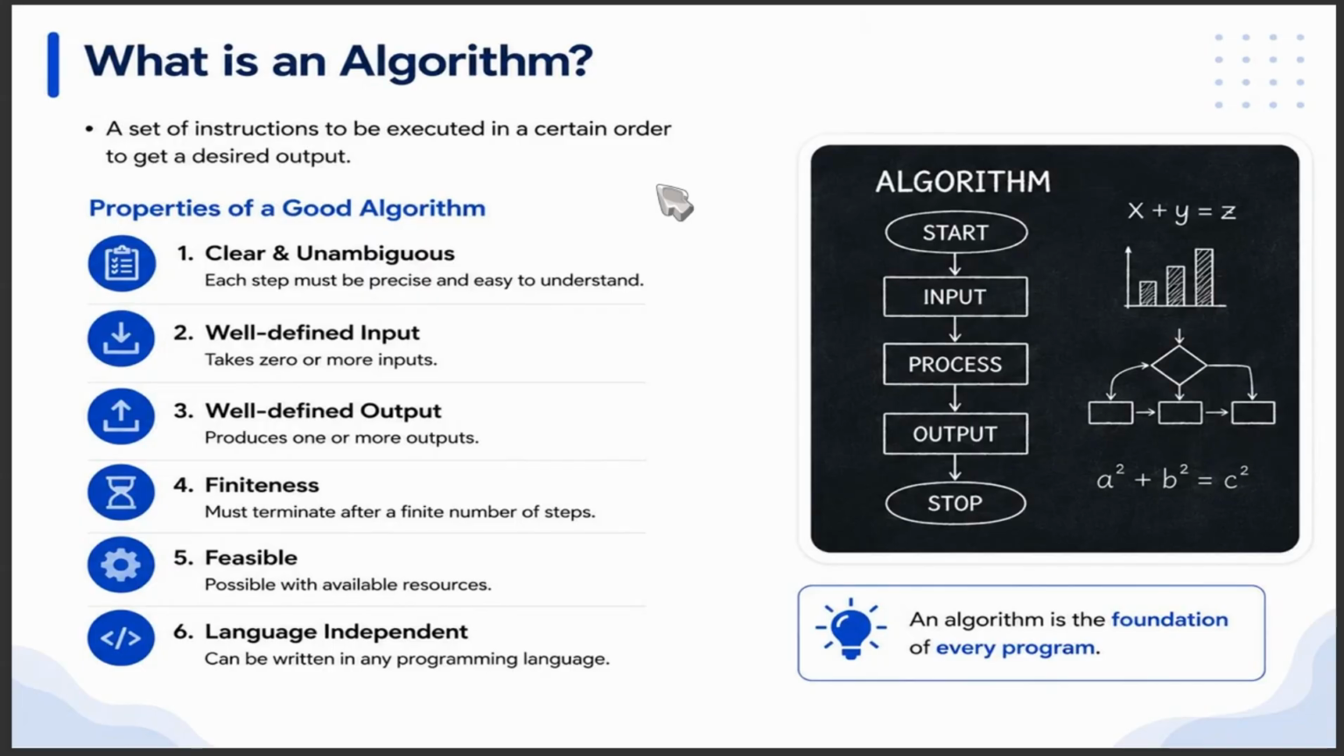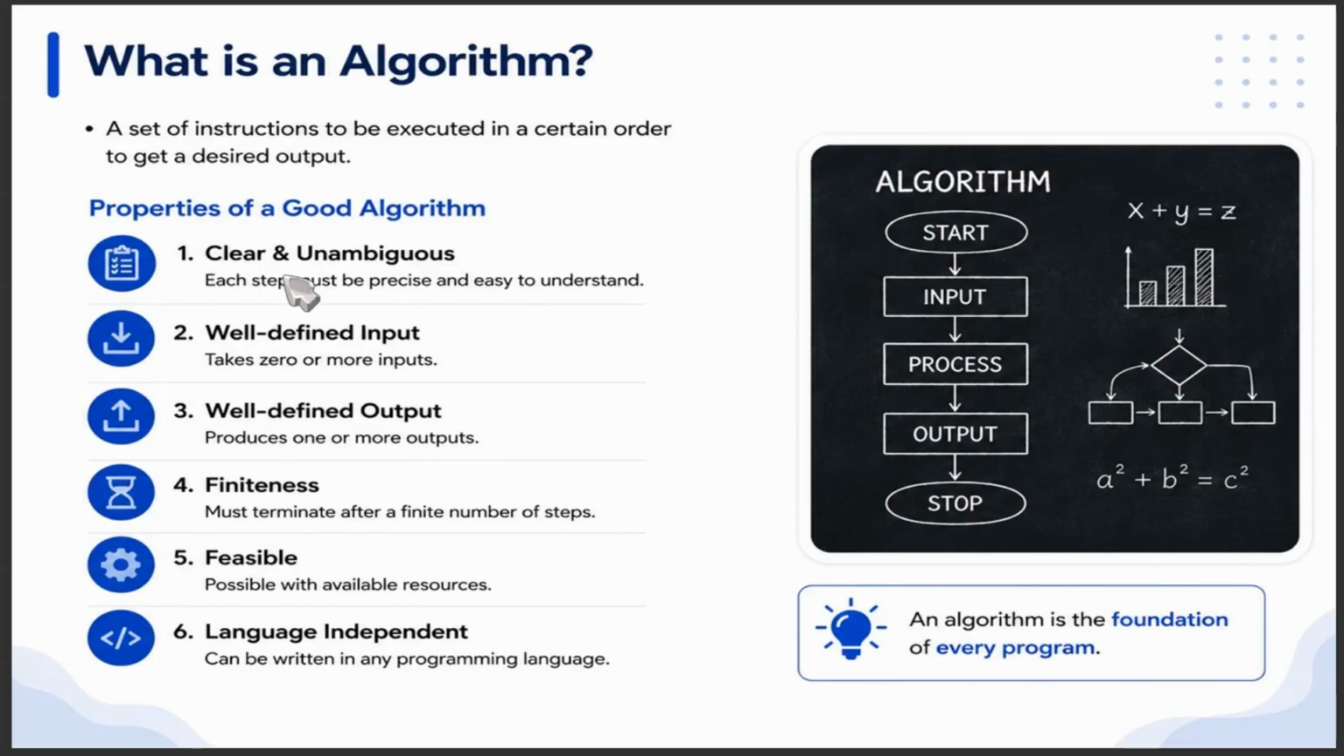So let's look at what is an algorithm. An algorithm is a step-by-step procedure for solving a problem, but not every set of steps is a good algorithm. A good algorithm has 6 properties. Let me explain each one with an example.